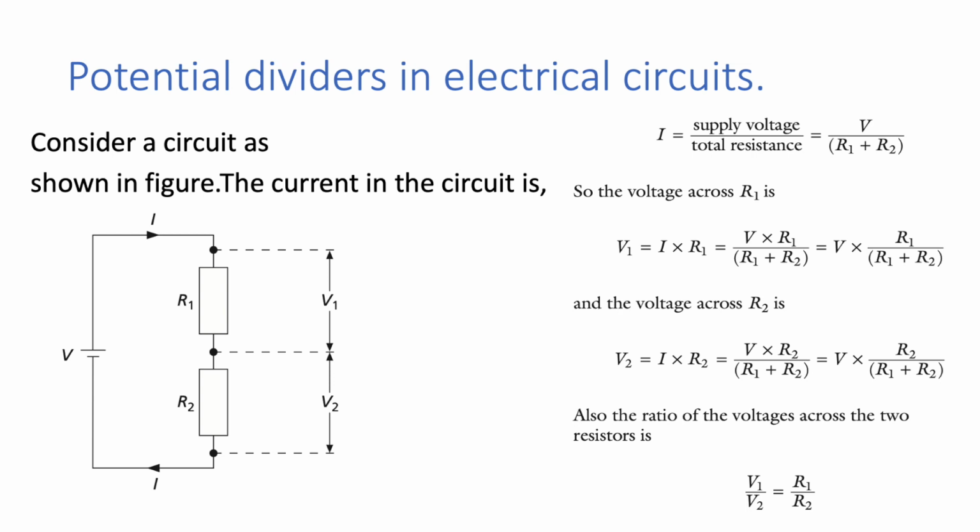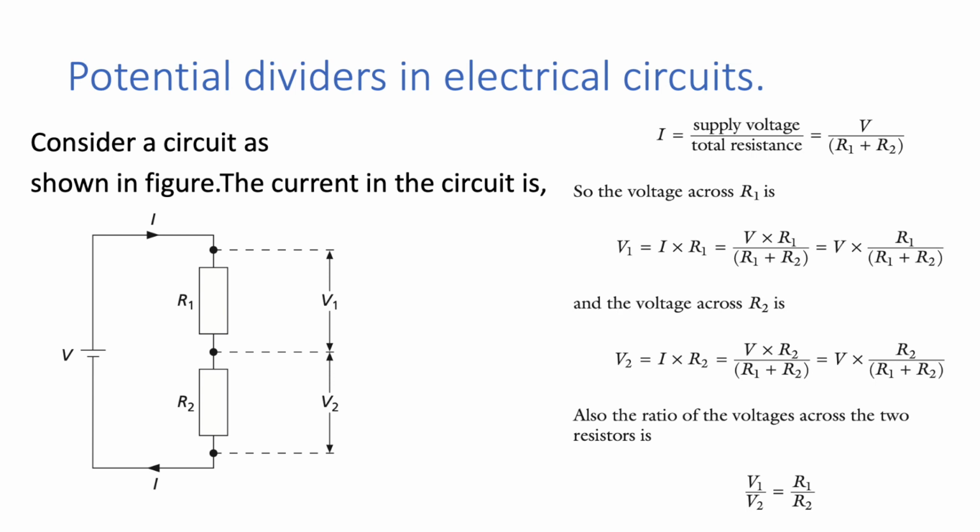Potential dividers in electrical circuit. You can see a potential divider circuit. Two resistors R1 and R2 are connected in series to a cell of EMF V. I represents the total current. The potential drop across the resistor R1 is V1 and the potential drop across the resistor R2 is V2.